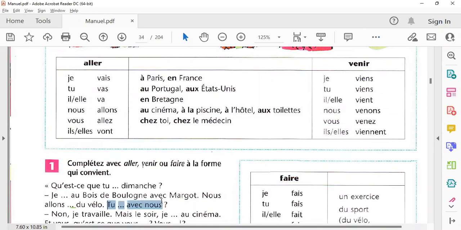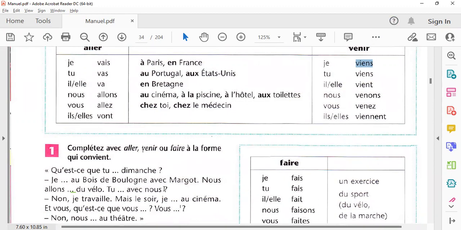Tu viens avec nous. I already gave the answer actually. Tu viens. So I took this one, viens. Okay, and is there anything to highlight in color? Okay, let's leave it like this. So, tu viens avec nous, and this is a question. Are you coming with us?